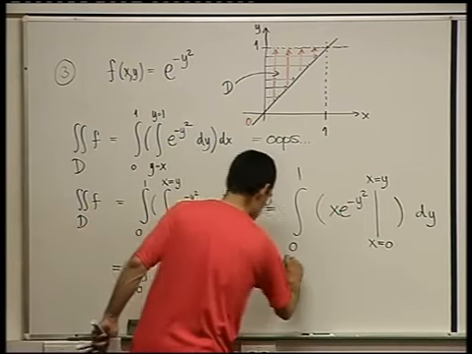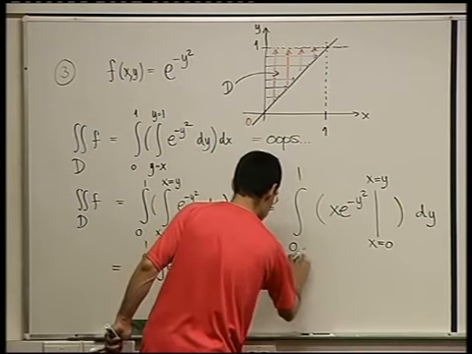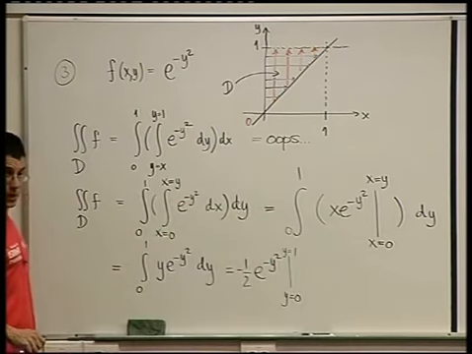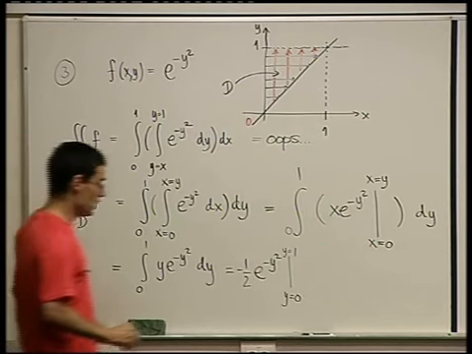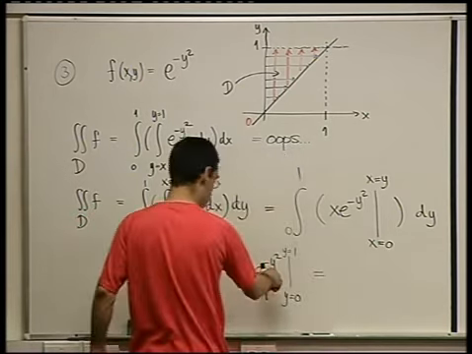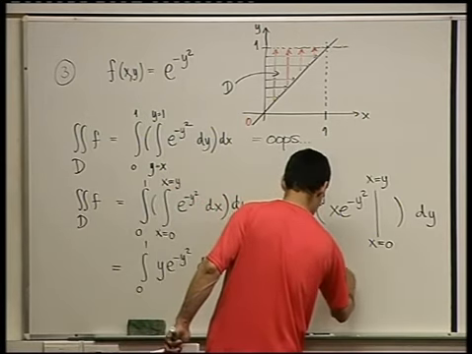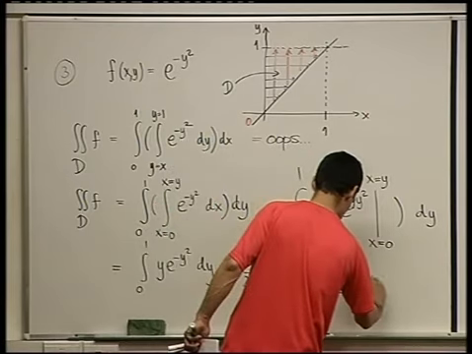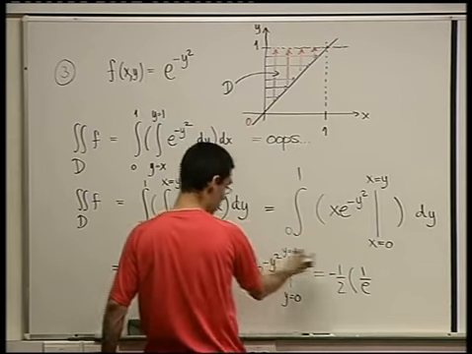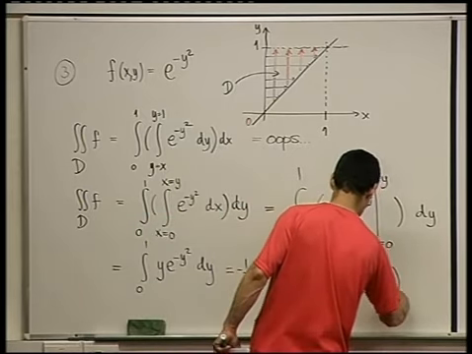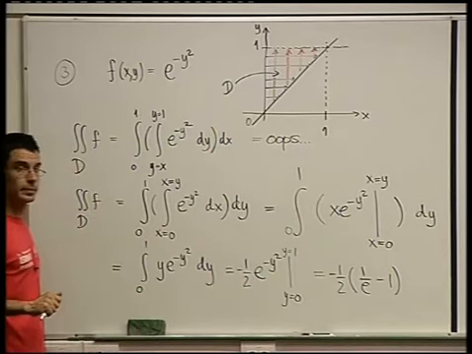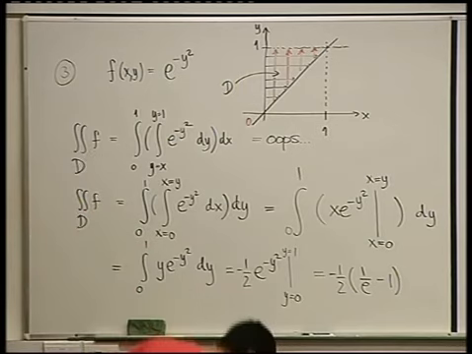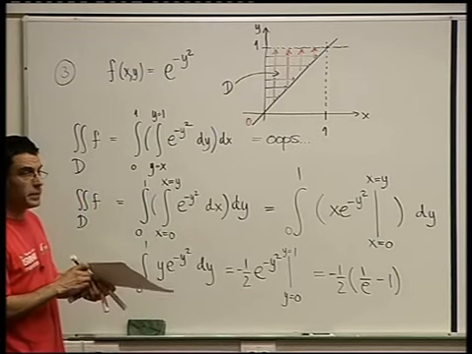And I have to evaluate it between y equals 0 and y equals 1. Good? So when I plug in y equals 1, I get, so let's put the minus 1/2 outside here, e to the power minus 1, which is 1 over e, minus e to the power 0, which is 1. And that's the answer. Questions? Cool, huh? Neat.